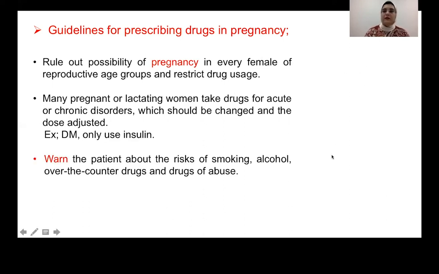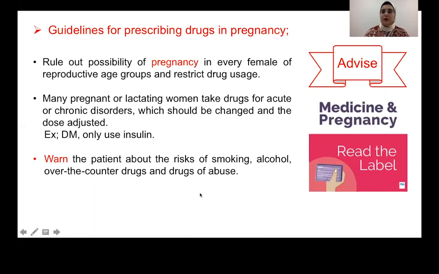And please remember, always advise your patient about the risk of smoking, alcohol, OTC drugs, and the drugs of abuse. And the golden advice, please ask the mother or the female to read the label and check if there is any contraindication for taking these drugs during pregnancy.